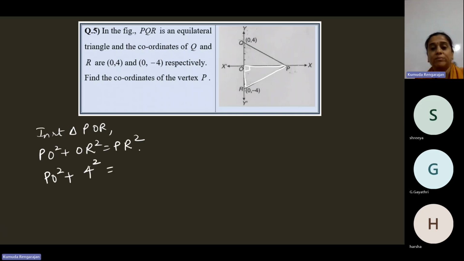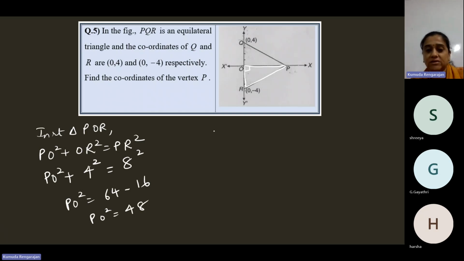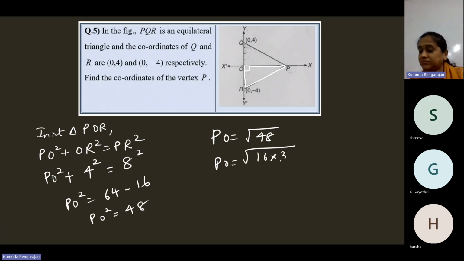4 square is equal to PR, 8. 8 square, PR is 8. We just understood all the sides are equal, 8. 8 square, correct? Yes. So PO square is equal to 8 square, 64, minus 4 square, 16. So PO square is equal to 48. PO is equal to square root of 48. 48 is 16 times 3. What is the square root of 16? 4. So PO is equal to 4 root 3.